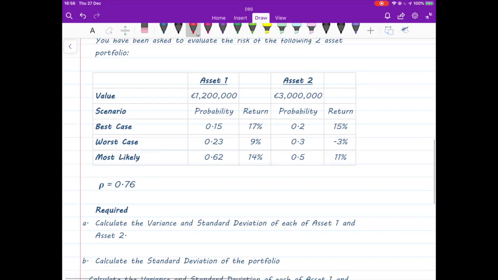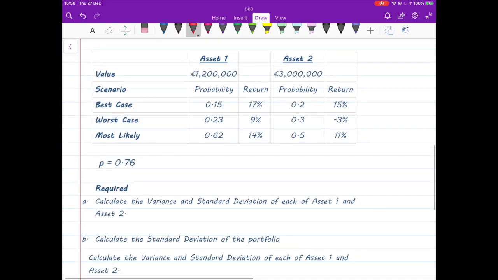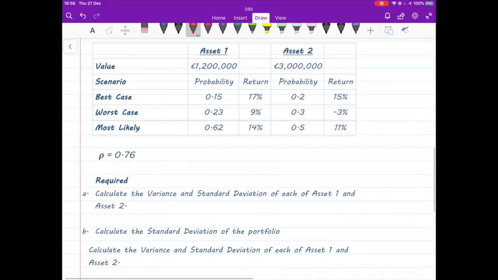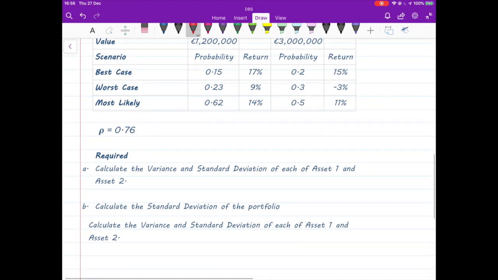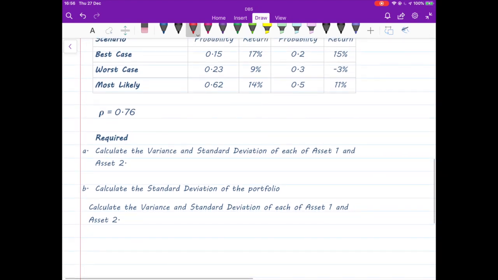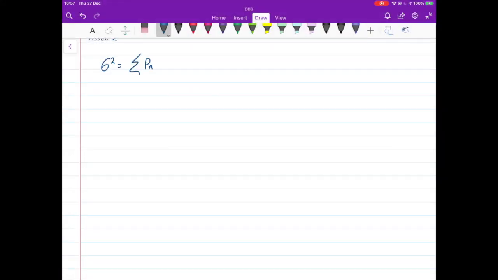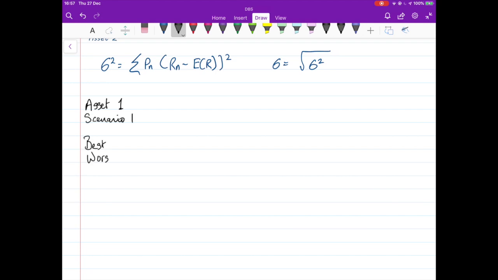Next thing, standard deviation and variance of a portfolio. So in this case, we have a 2-asset portfolio. We have a probability of different types of returns broken down to best case, worst case, and most likely. And so we're going to work out the variance and then the standard deviation of each one of those. And that's given by the formulas shown here. So for the first asset, again, it's best, worst, and most likely. So those are our three possible outcomes.